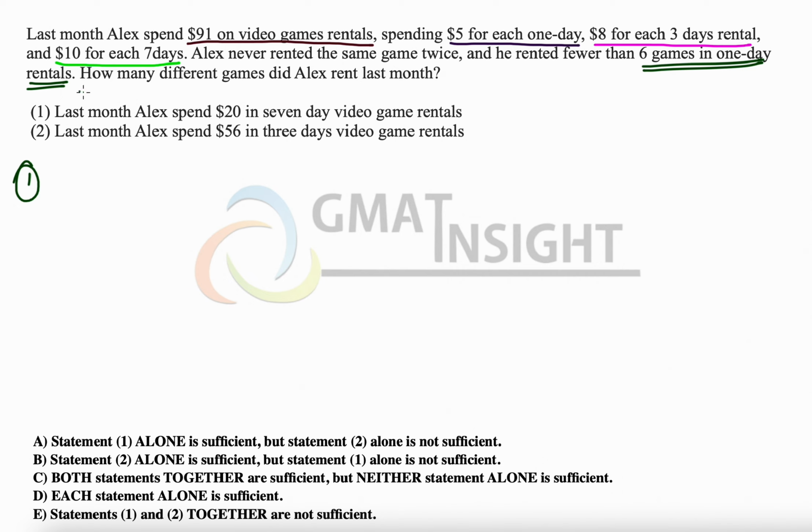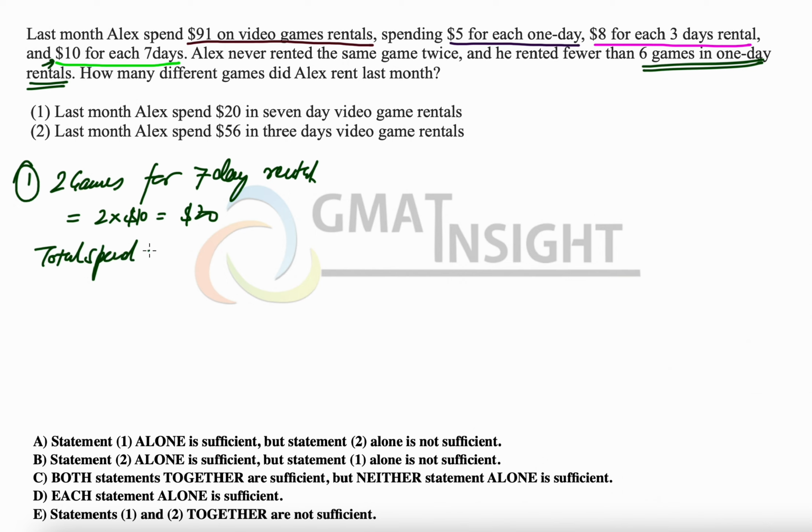Okay. For 7-day video rentals, we have to spend $10 each game. That means he must have taken 2 games for 7 days rental. And total money that he spent was $91. So the total money for these 2 games must have been 2 multiplied by $10, that means $20. Total spent, we already know that it's equal to $91. So the remaining spent should be equal to 91 minus 20 is equal to $71.